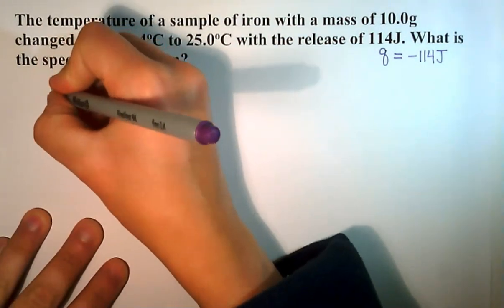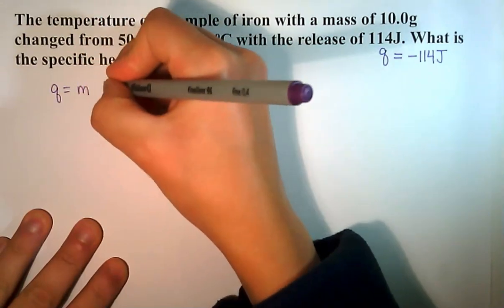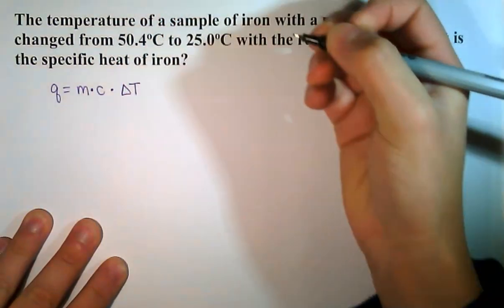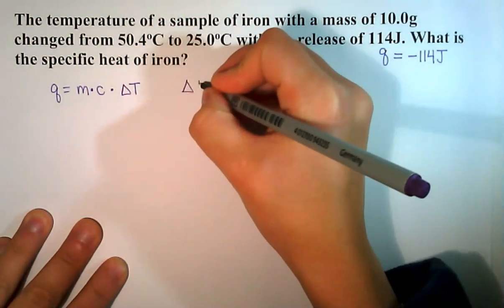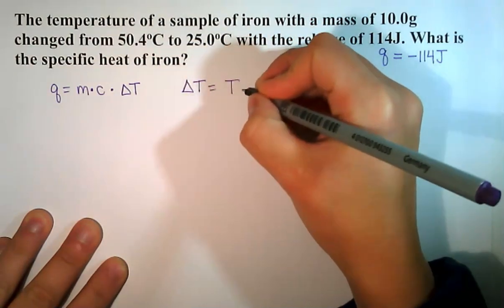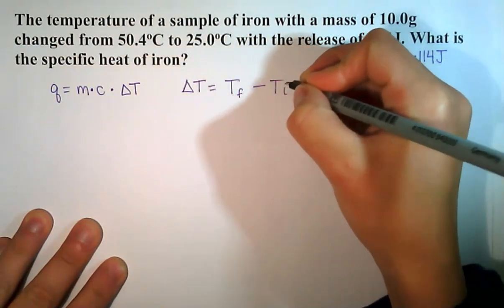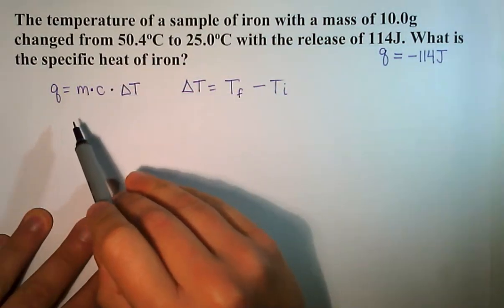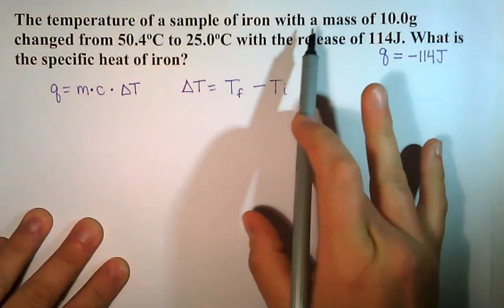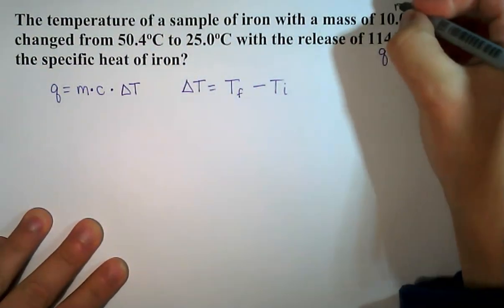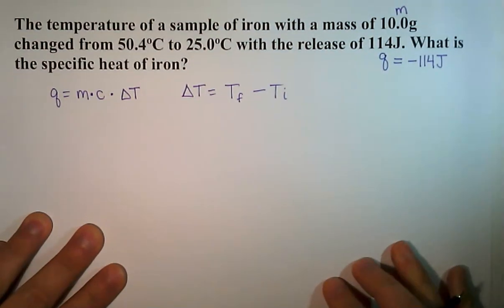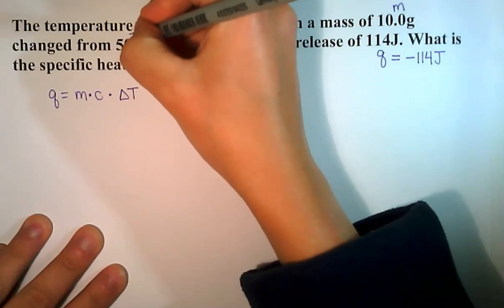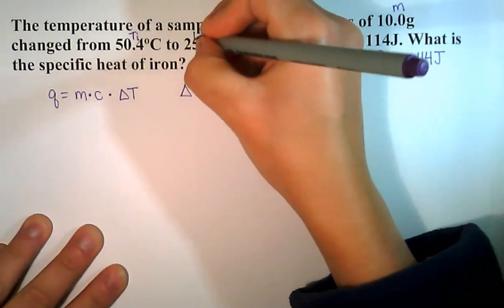We still are going to use the same equation, Q equals M times C times delta T. And delta T is still going to be our T final minus our T initial. Let's read the problem again and pick out some of these variables. The temperature of a sample of iron with a mass of 10 grams, so of course that's our value of M, changed from 50.4, so that's our initial, to 25, so that's our final temperature.